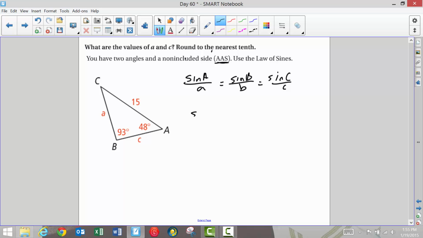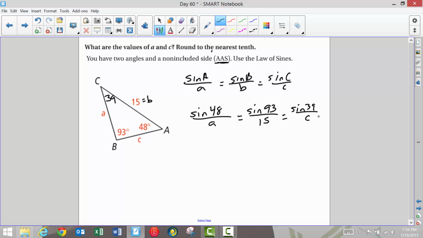I know the sine of A, so it's just substituting in. I know angle A is sine of 48. Side A is still A. I know that the angle B is 93, and side B, here's little b, is 15. And then I know C. Now, don't forget how many degrees are in a triangle. It's 180, so you're going to do 180 minus 93 minus 48, and you get 39. So I know angle C is 39 because there are 180 degrees in the triangle. So it's sine of 39 over C.